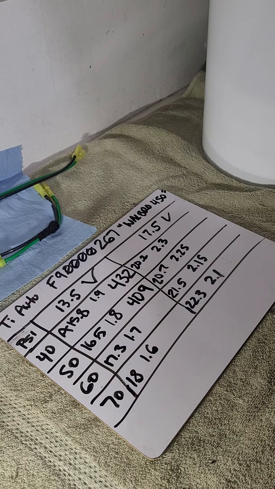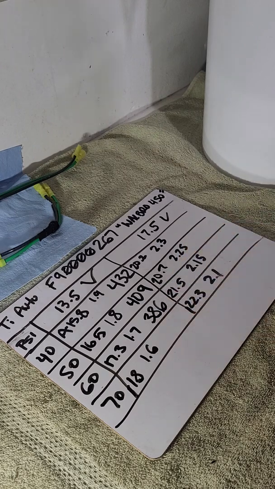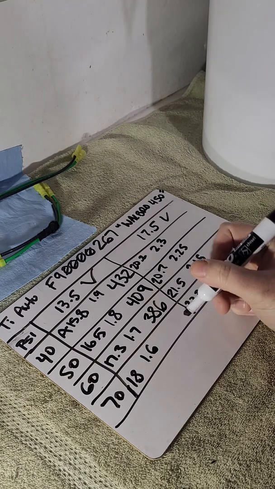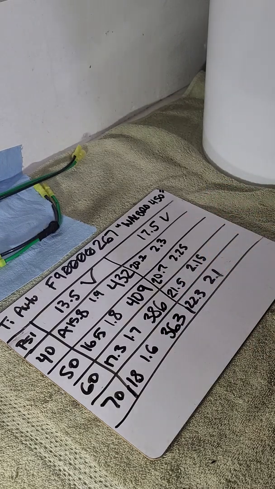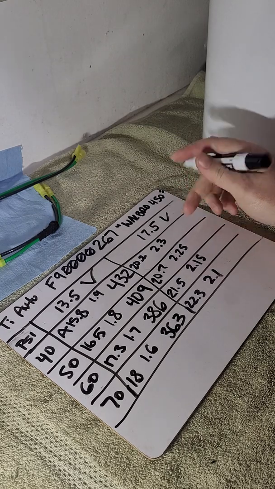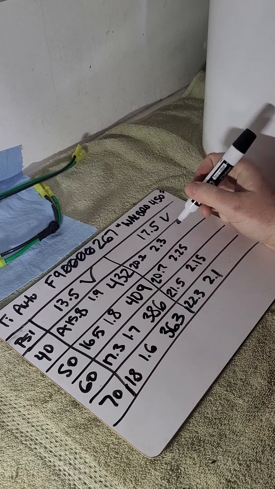1.7, 386, 1.6, 363. Now we'll go over here, 2.3, 522. So that's what the big boy 285 and 295 Hellcat, whatever you want to call them, pumps were flowing.